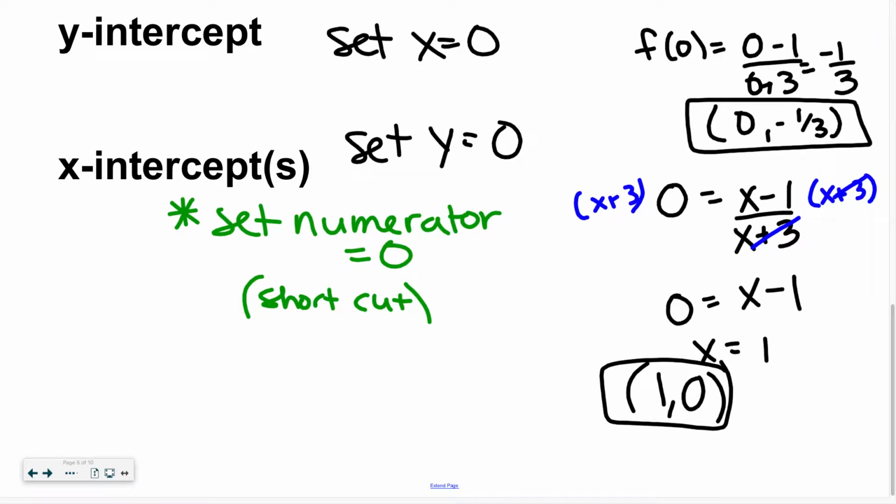Now, I say get the x and y intercepts because they're really fast to find, and they're going to be extra points on your graph. So you're going to be graphing, and you're going to need points, and those are easy ones to find. Okay, any questions on asymptotes or intercepts?